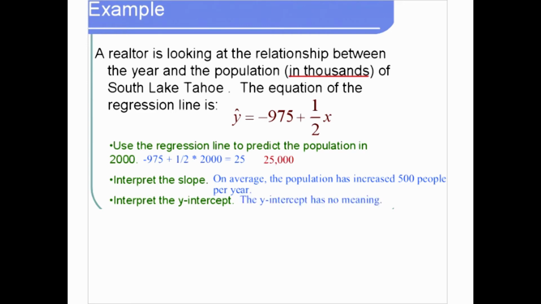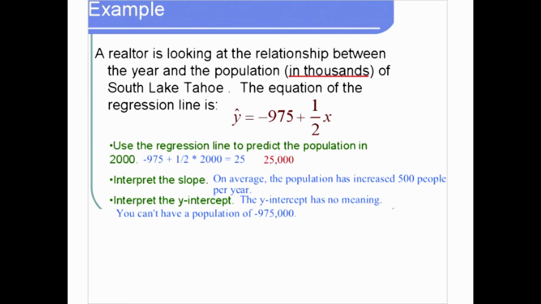The y-intercept has no meaning. The reason is you can't have a population of negative 975,000. Doesn't make any sense, does it? These are populations, number of people. Okay, and in fact, do you know the real y-intercept? That's why you're hesitating. I told you the trick question, which means go for the trick.